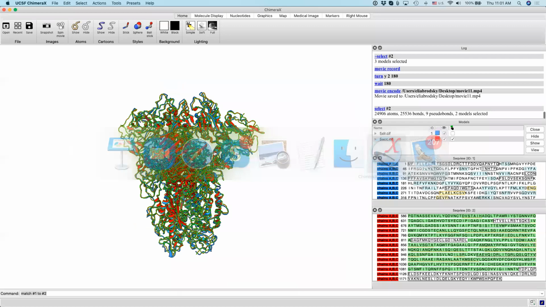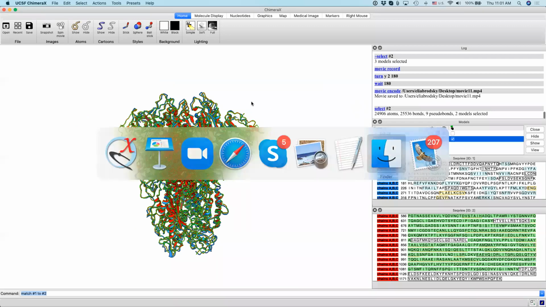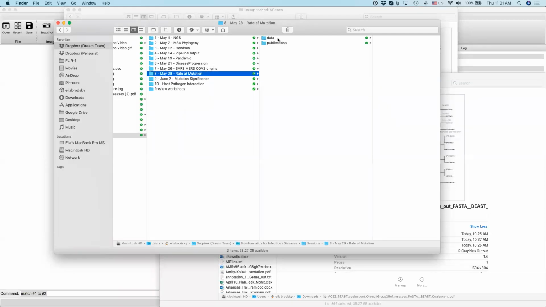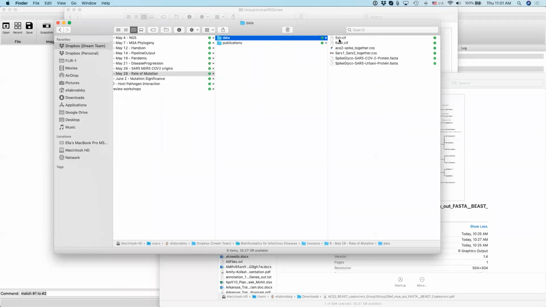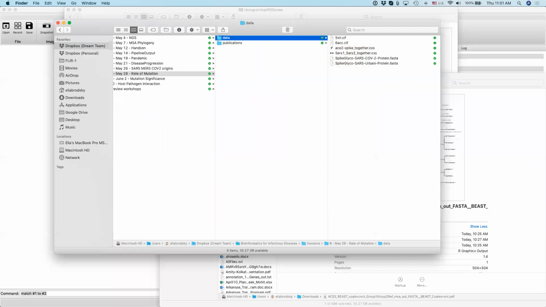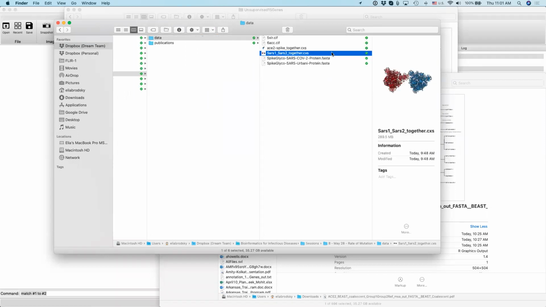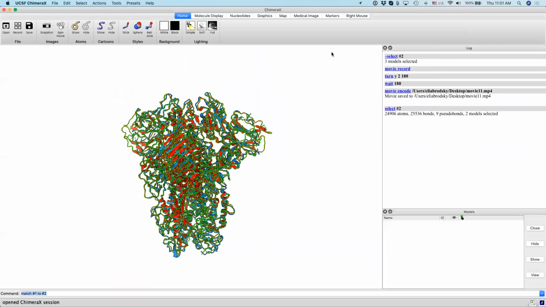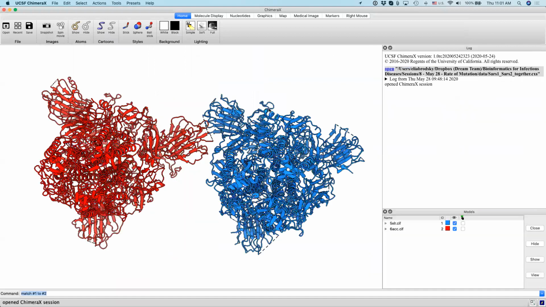So I have in our Dropbox both of these session files for Chimera. These are the CXC. So I'm just going to open this SARS-1, SARS-2. Okay, and they look like this.